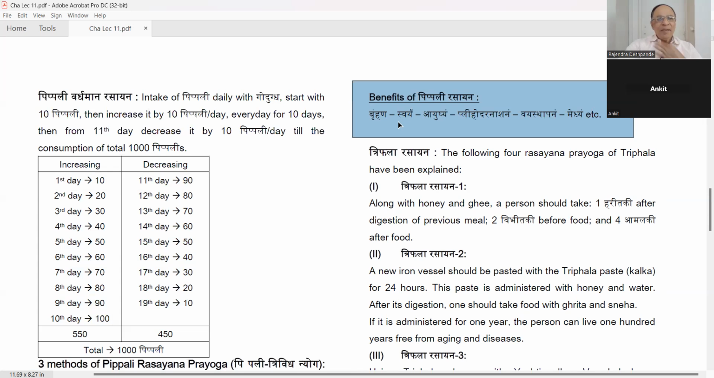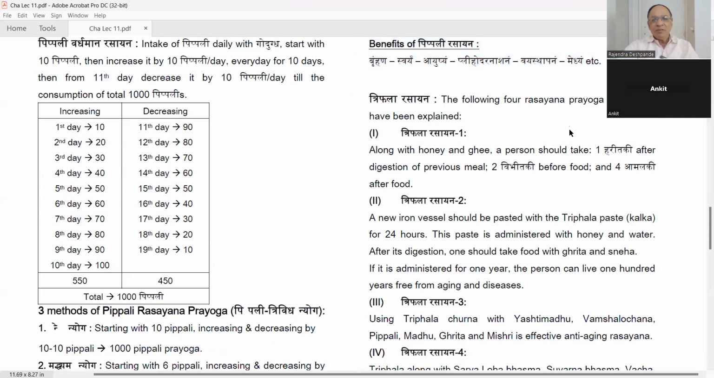Okay. Swarya makes our voice very clear. Ayushya, a long and healthy life, is important. Only long life is not important. Then Pliha and Udara Nashana. Pliha is the spleen and Udara is the abdomen. So whenever there is ascites, Pippali Rasayan can be given. Then Vayasthapana, anti-aging. The person will not look old. He will always be like a young person. Medhya, increasing our understanding capacity.